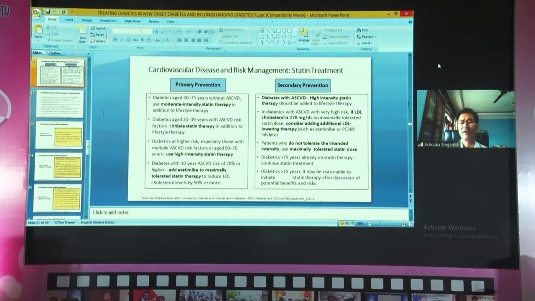For secondary prevention, high intensity statin is added to lifestyle therapy in individuals with ASCVD. For patients who do not tolerate the intended intensity, use the maximally tolerated statin dose. So, diabetes in those more than 70 years.